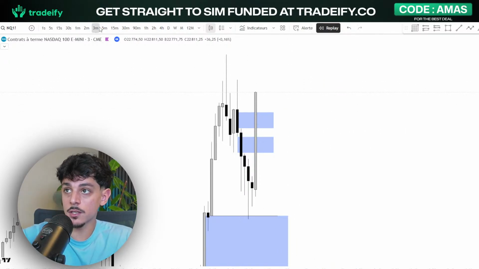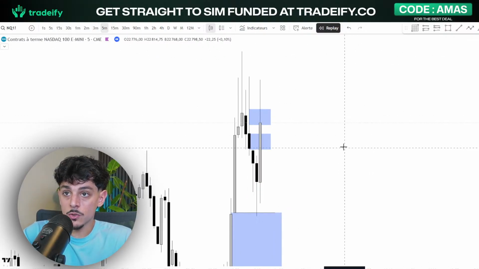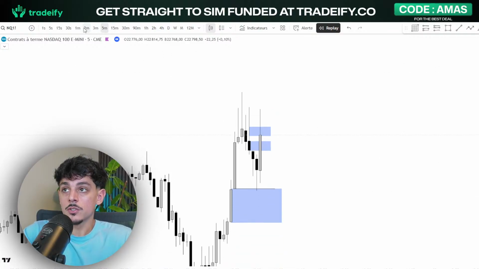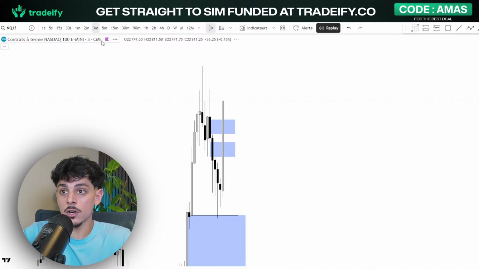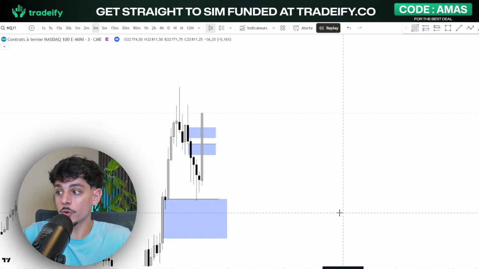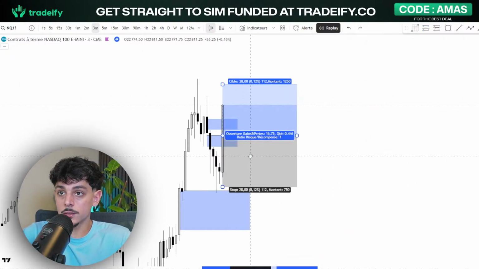You also see, let's say, a 5-minute. Let's see, we have a 5-minute. You don't have any 5-minute. All right. So then right now, you could decide to enter on this 3-minute chart. All right. 3-minute chart on the pullback for a 1-to-1 scalp. All right. So boom.